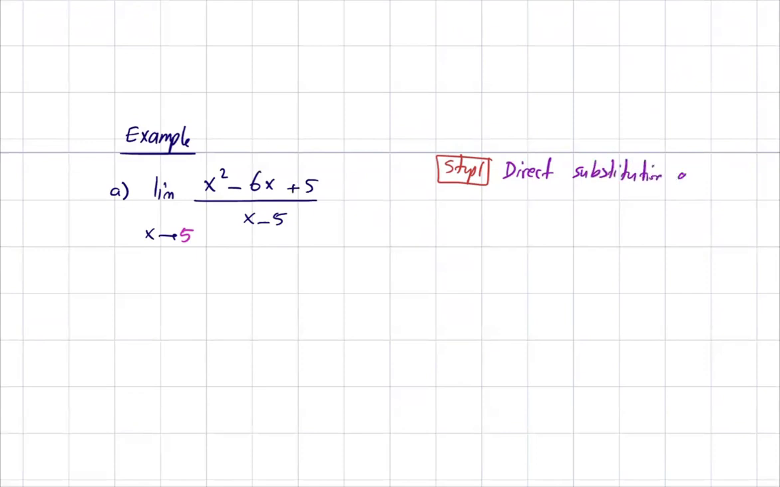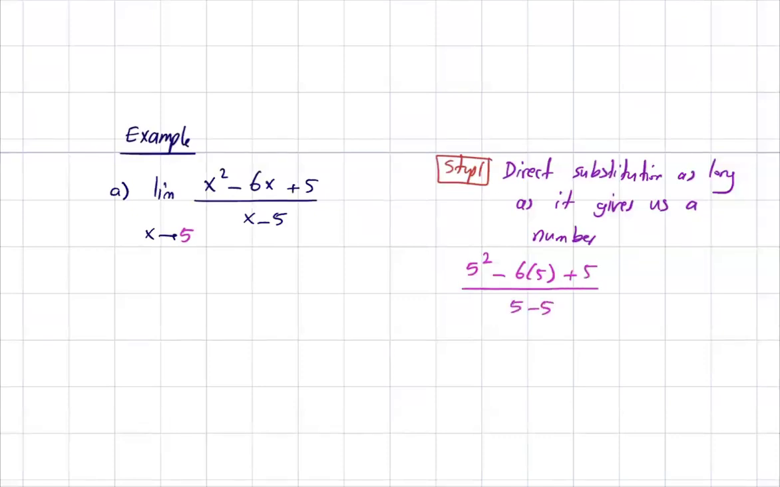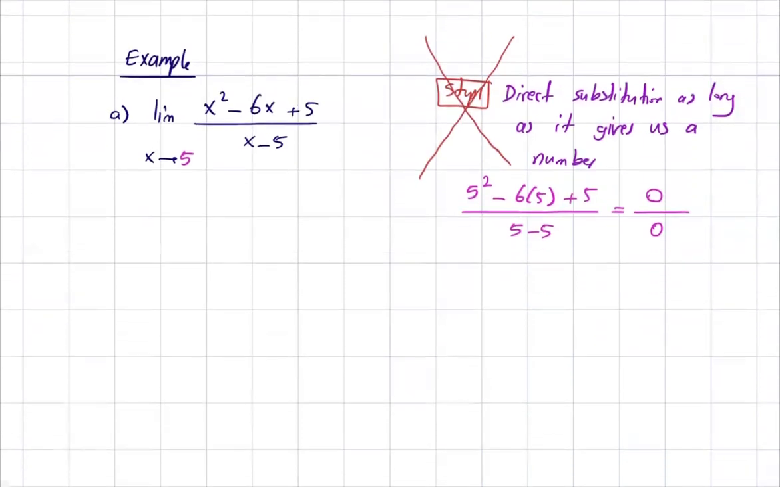Substitution, as long as it gives us a number. So if I use direct substitution, what do I get? I get 5 squared minus 6 times 5 plus 5 divided by 5 minus 5. Oh, I got a 0 on the numerator and on the denominator. So step 1 doesn't work here. I have to move on to step 2.